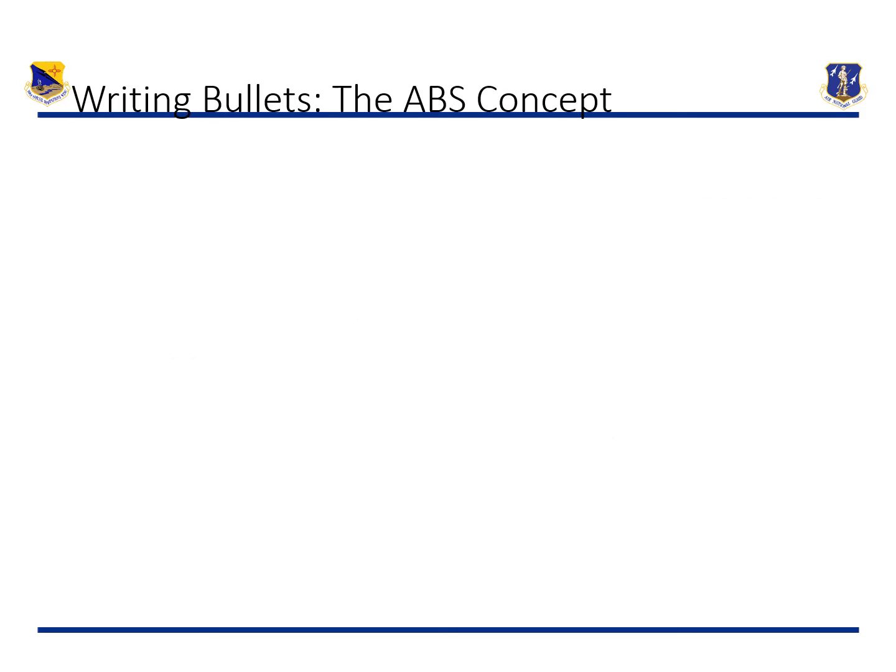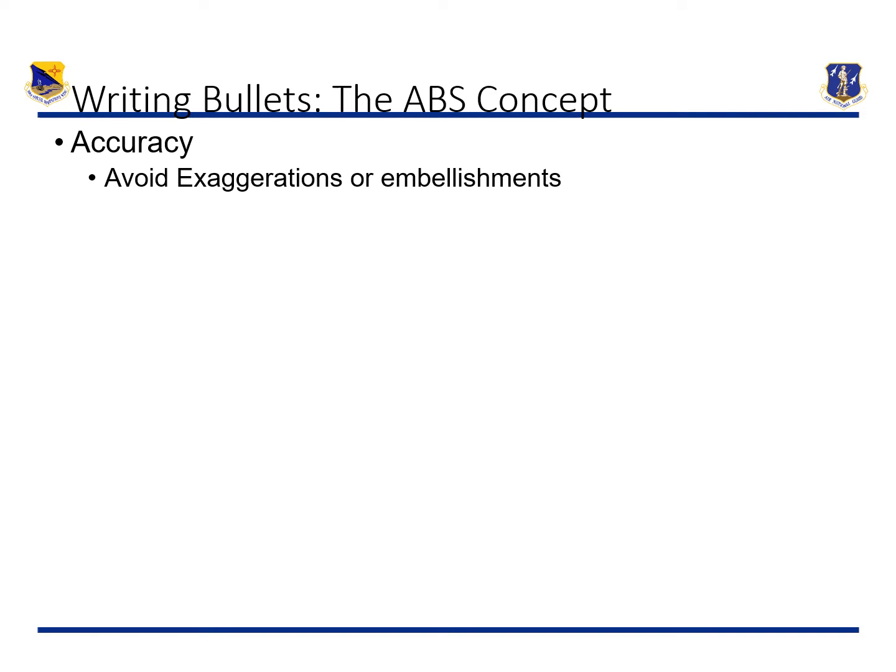The ABS concept. Again, this is just a concept, just an idea. You need to remember that it is a mindset that we have to keep in the back of our minds when we're writing bullets. The A stands for accuracy, the B stands for brevity, and the S stands for specificity. So accuracy: we want to avoid exaggerations and embellishments for ourselves or our members. When we're trying to be accurate, we're trying to tell the truth 100% of the time.